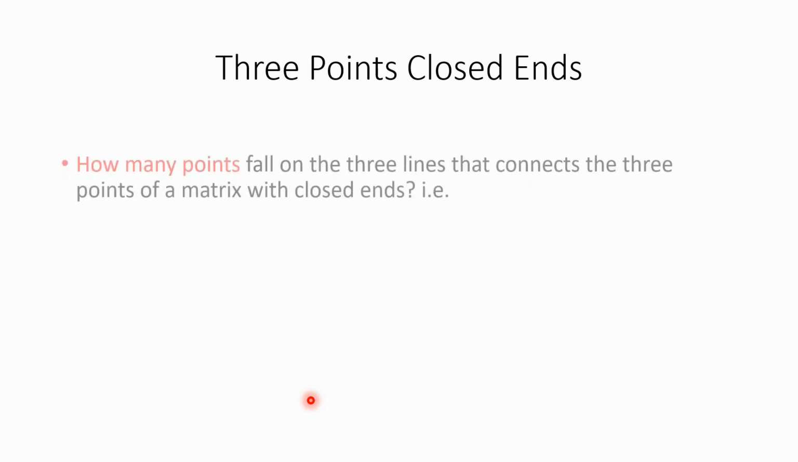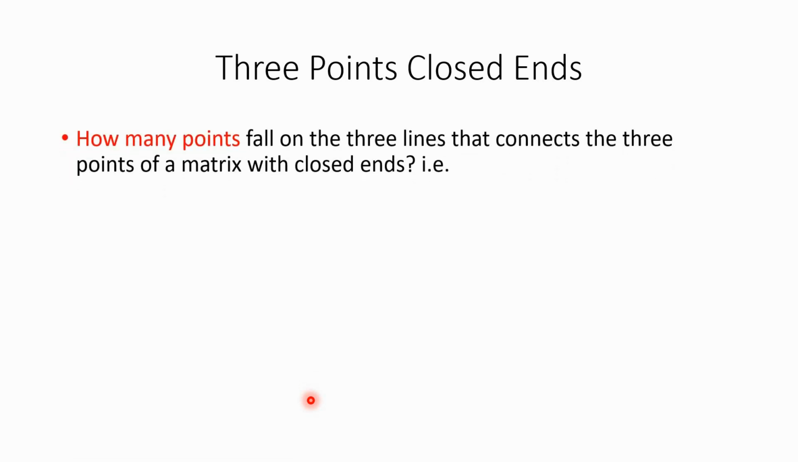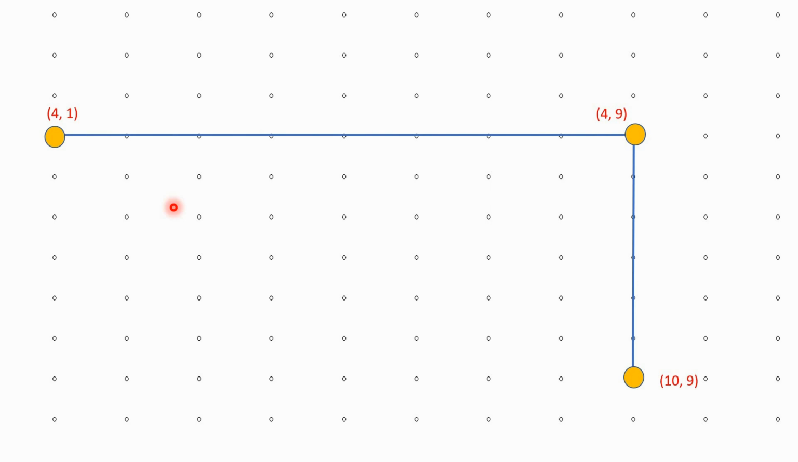Now let's suppose you have 3 points with closed ends. So how many points fall on 3 lines that connect the 3 points of a matrix with closed ends? That is, the line goes from this to this, and then this to this point, and then goes back to the first point, that is 10, 9. So you have the first point at 10, 9, the second point at 4, 9, and the third point at 4, 1. You connect the first point to the second, second to the third, and the third back to the first point. So how many points fall on these lines?